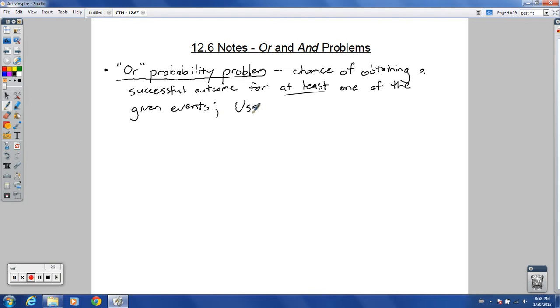And then we are going to use this particular formula to go along with these kinds of problems, with OR probability problems. And we'll see an example right after this. So this is one of the big two things to remember from this lesson. The probability of A happening, A is some event and B is some other event. The probability of A or B happening is equal to the probability of A happening plus the probability of B happening minus the probability of A and B happening.